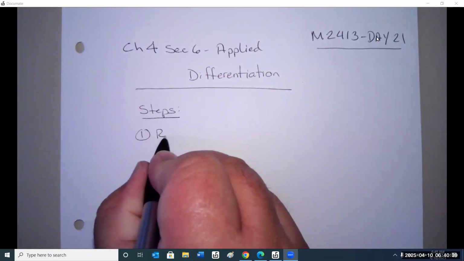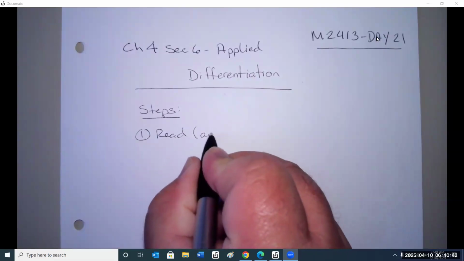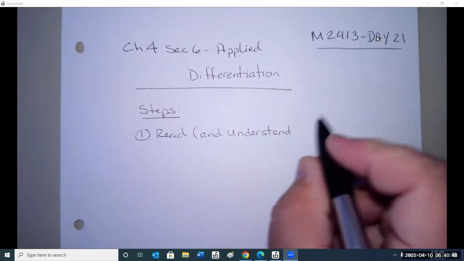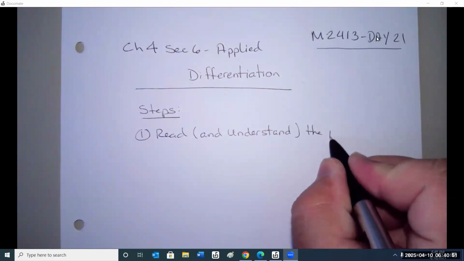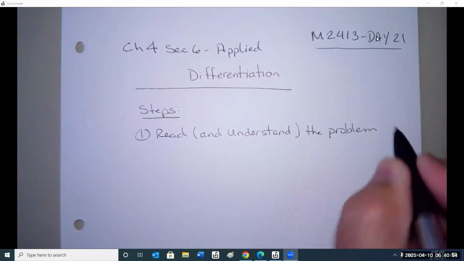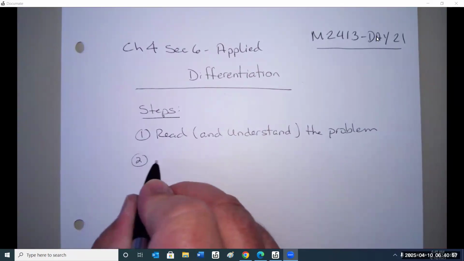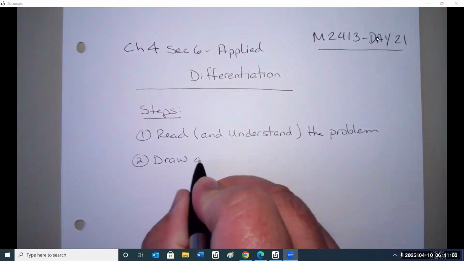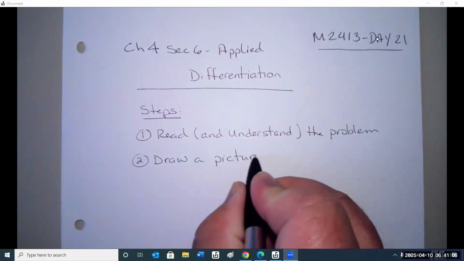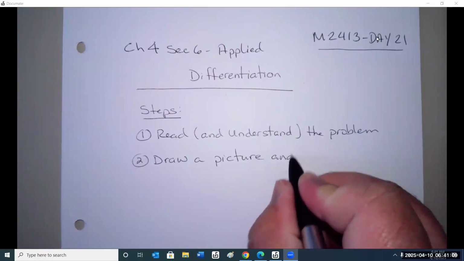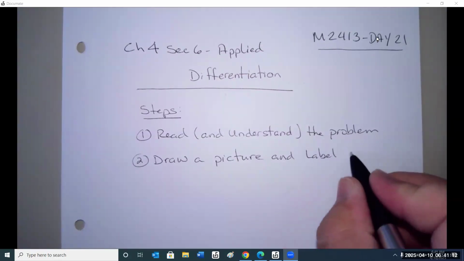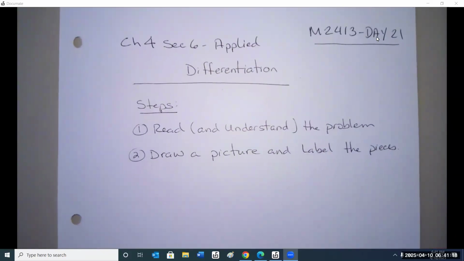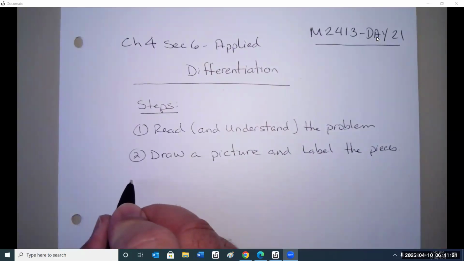First, you have to read and understand the problem. Then it helps to test if we understand it. Draw a picture and label the pieces. That way, that's a graphic representation of what you think you understand.